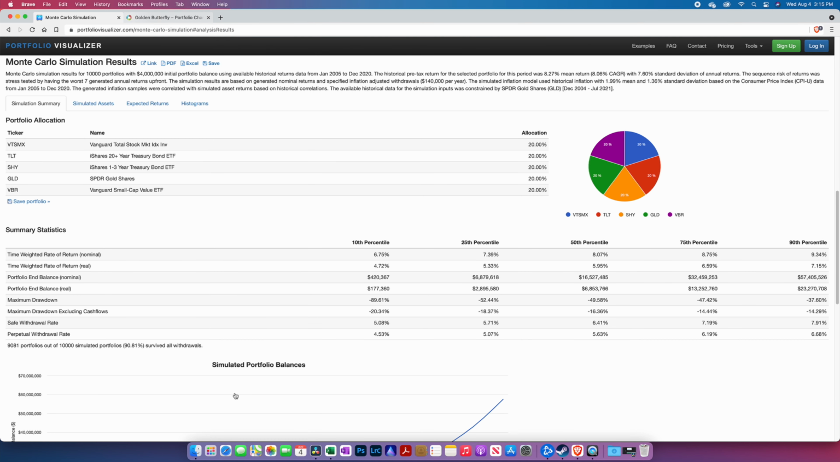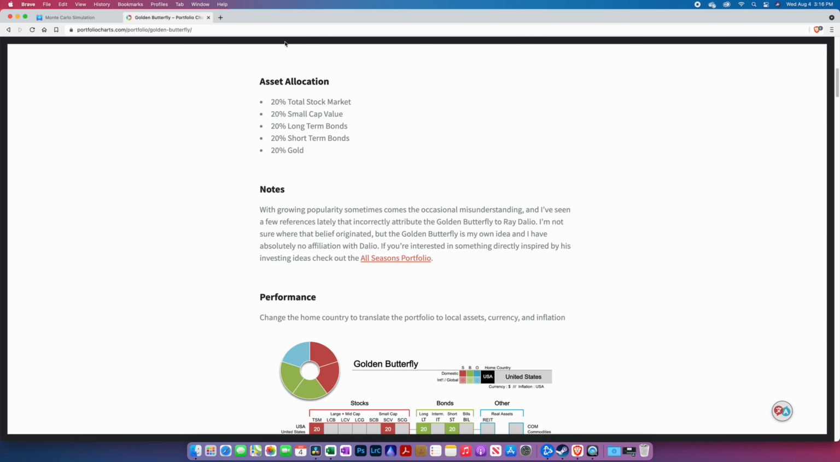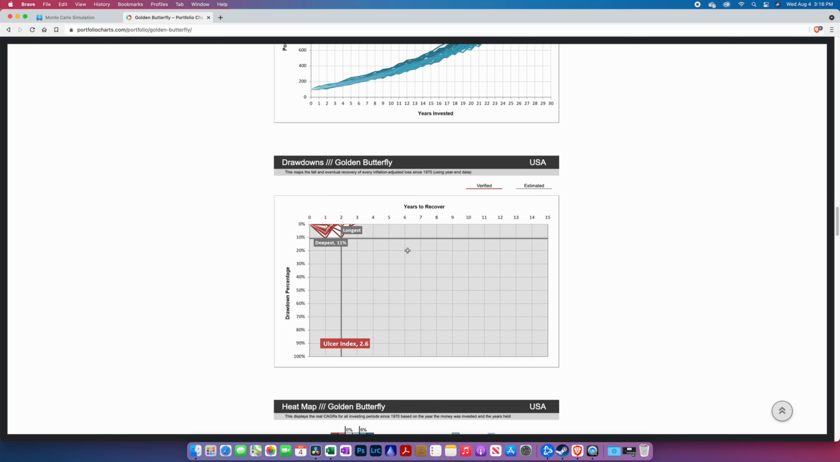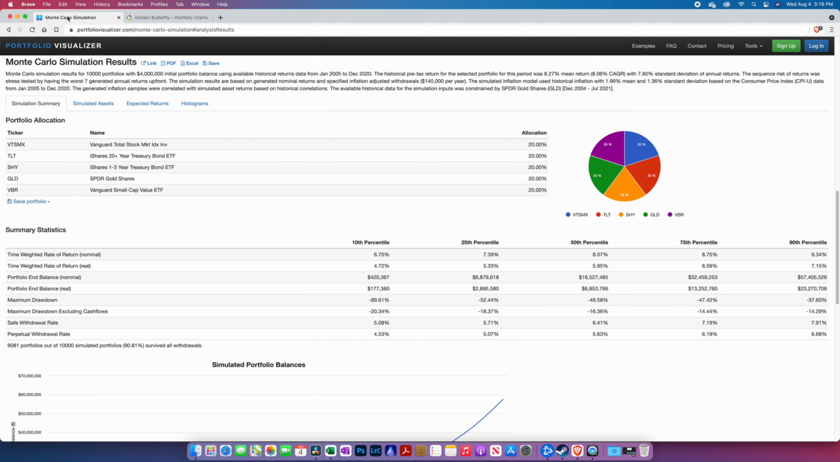Let's run this. So again, the golden butterfly survives. It gets a pretty decent rate of return. It's similar to Ray Dalio's all-season portfolio. Max drawdown is still pretty bad with the golden butterfly. Normally, the golden butterfly has a very low drawdown. Right here, 11% at the deepest. But when we do the Monte Carlo simulation, it's showing a much higher max drawdown.